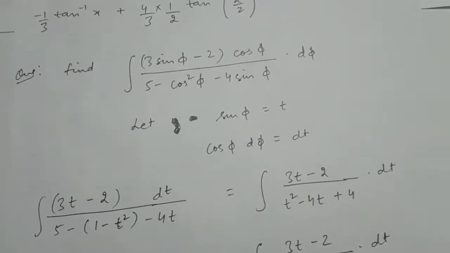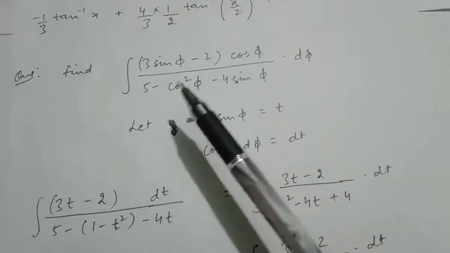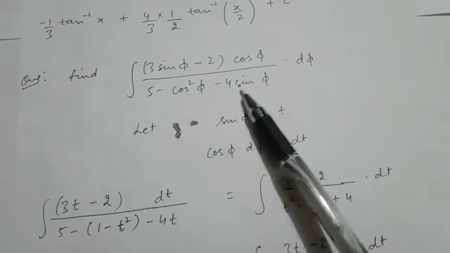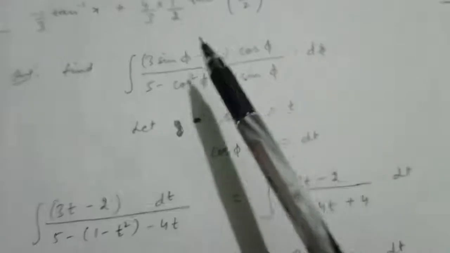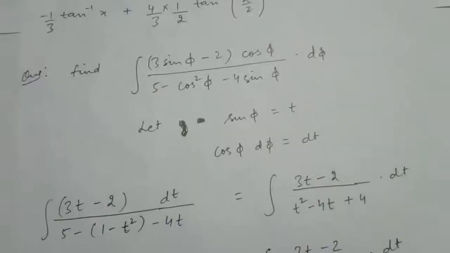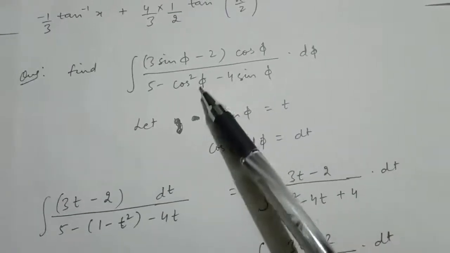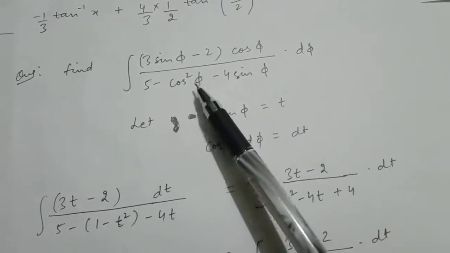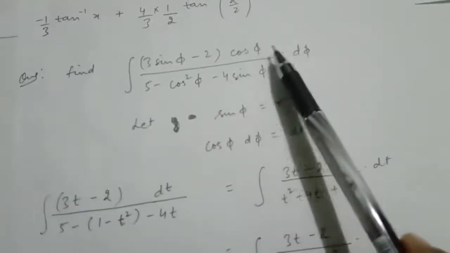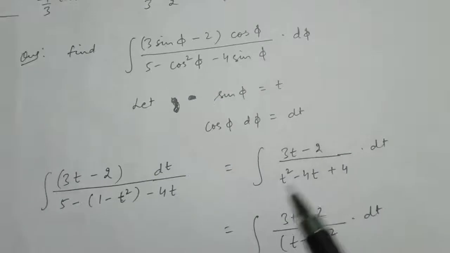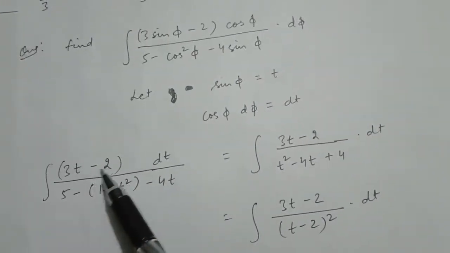Now see the next question. Find the integral of 3 sin phi minus 2 into cos phi upon 5 minus cos square phi minus 4 sin phi into d phi. Now see, here it is sin phi. This is also sin phi. And this cos square phi can be written in terms of sin phi. So if we let sin phi equal t, then this cos phi into d phi will become dt, right?